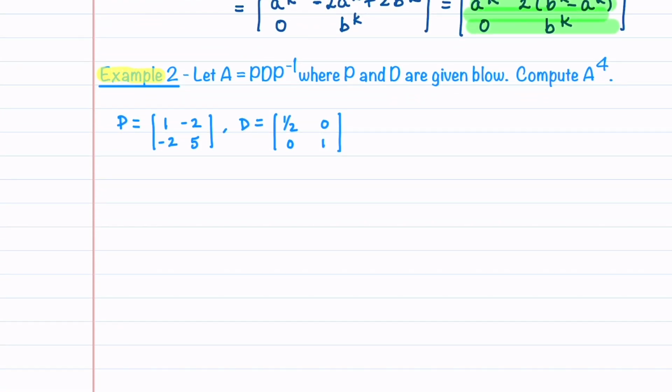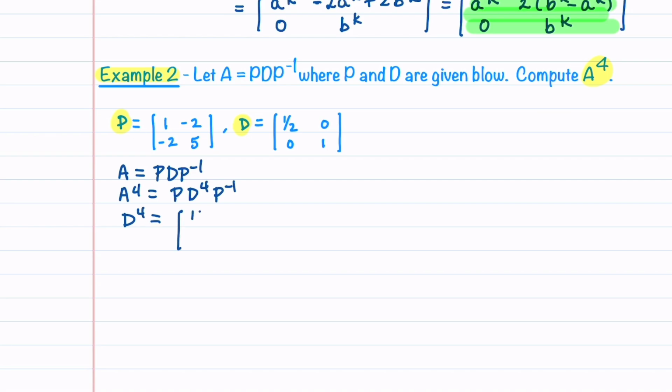Let's now look at our second example, where we're given a matrix P and D, and we're asked to compute A to the fourth. Just like we did for our first example, we're going to begin by writing matrix A as P times D times P inverse. And then we can write A to the fourth as P times D to the fourth times P inverse.